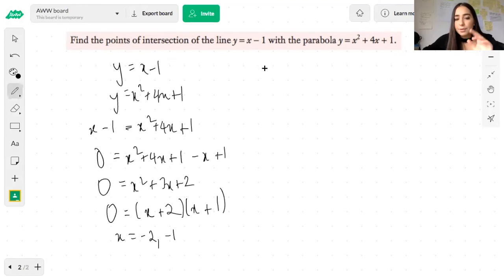So what you realize here is that you get two x values. And so that's how you know you're going to have two different points of intersection. So one of those points would have an x value of negative 2. The other will have an x value of negative 1. Now we just need to find their respective y values.